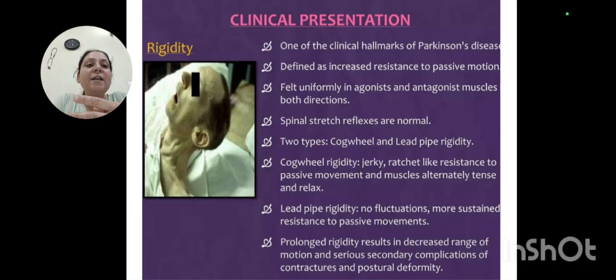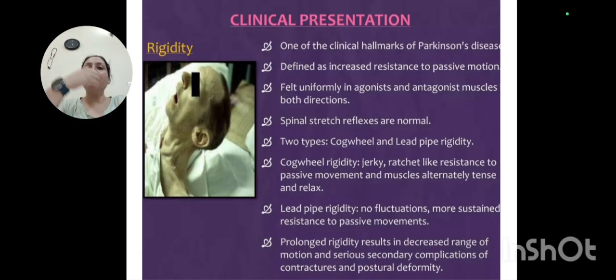Now cogwheel type is like a jerky movement, resistance to passive movements, where there is a tense movement and a relaxed movement. Initially there is a resistance, and then when the muscle contracts you can passively move the arm, then there will be a resistance, and again you can move the arm. That is cogwheel type of rigidity.